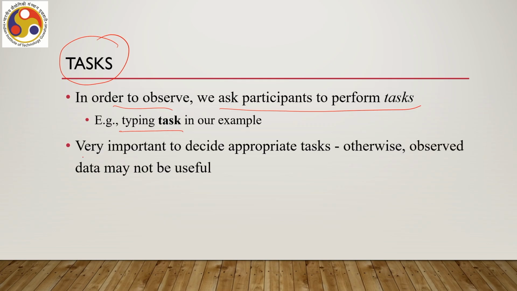Now, it is very important to decide appropriate tasks, otherwise observed data may not be useful. So, you are evaluating an interface. In a controlled experiment, you can ask the user to perform a limited number of tasks, although the interface may support a large number of tasks. Not all tasks can be utilized, or the users may not be asked to perform all the possible tasks that an interface supports, due to less time or the practicality of the experiment.